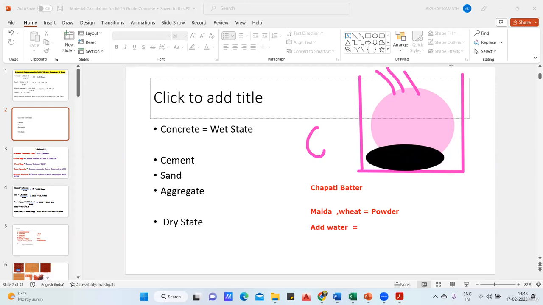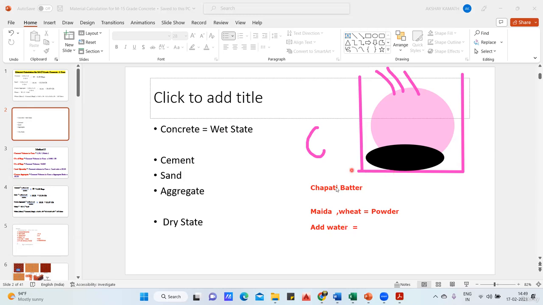You're getting my point. What I'm trying to tell is, initially the dry volume will always be more in comparison to the wet volume. So concrete is actually wet in state, but I want the cement, sand, aggregate calculation in the dry state. So there will be a 54% increase in the volume. That is the reason we add 1.54. Got it? You understood this example.